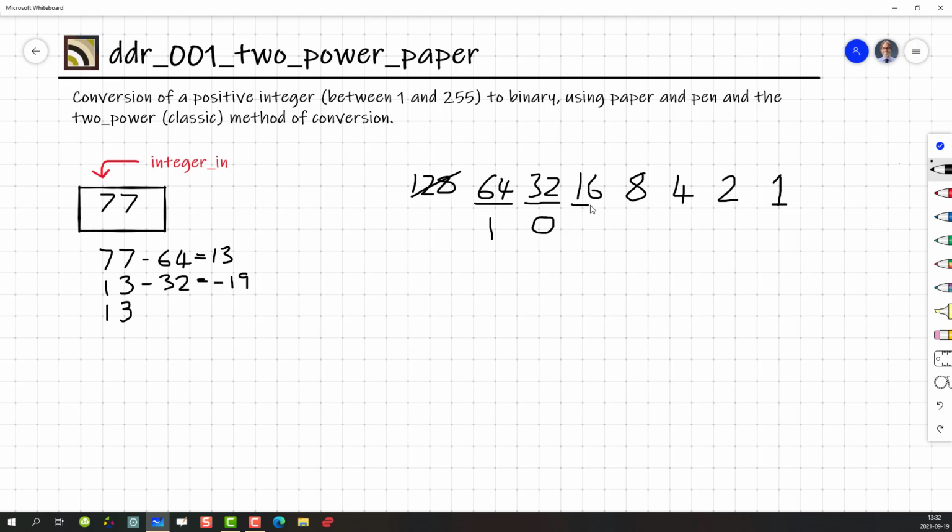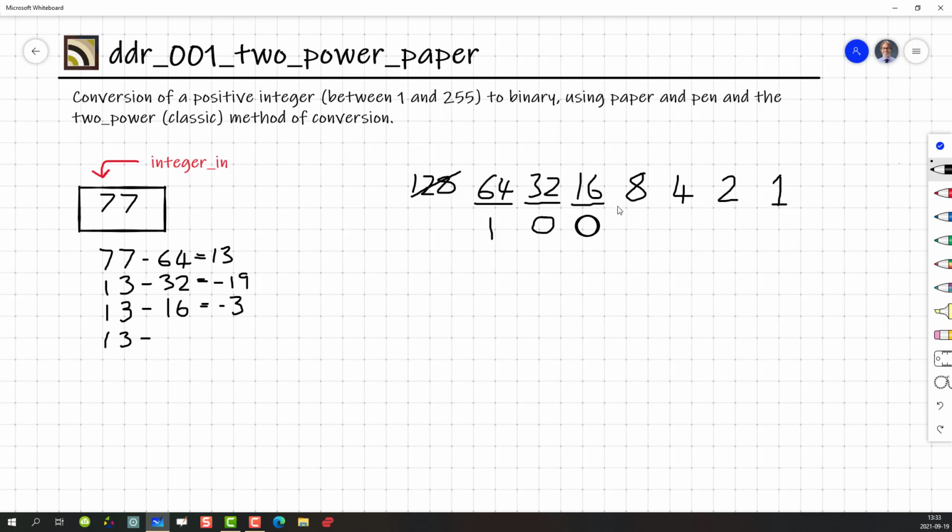We now move 1 to the right. We're now looking at 16, so we're trying to subtract 16 from the number 13, and the answer to that is negative 3. So once again, it does not result in a number that is 0 or bigger. So we put a 0, and the number that we are trying to subtract from simply drops down, 13.